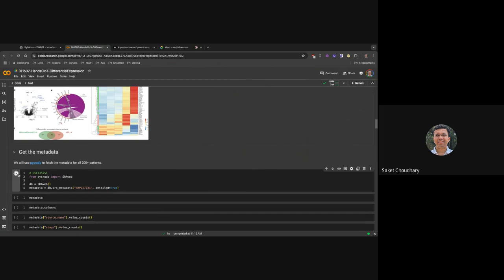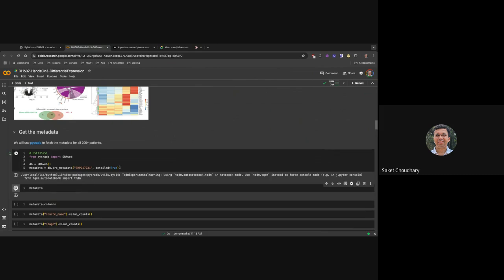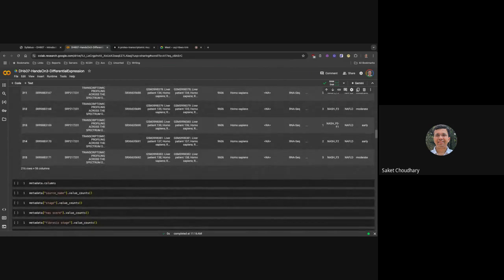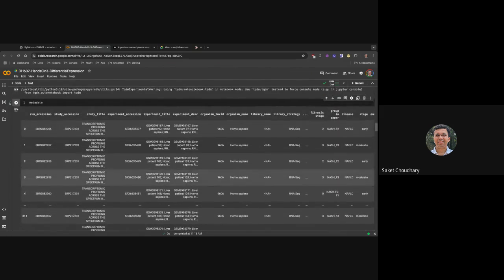The first thing we're going to do is look at the metadata that was deposited, right? There are 200 plus patients whose transcriptomes were profiled. If you want to start thinking about how to approach this data, the first thing you need to do is just look at the metadata. It's 216 rows, which means there are 216 samples, right?